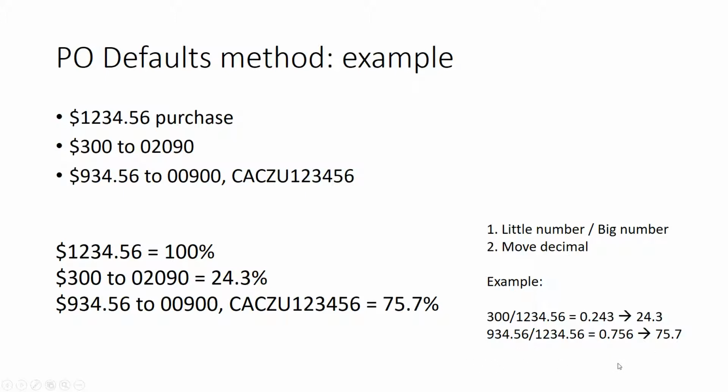If you have additional amounts, keep doing that until you get all your percentages instead of dollar amounts for how you want to split the purchase. Make sure that all of your percentages add up to 100. Then we're ready to go to Fiscal.